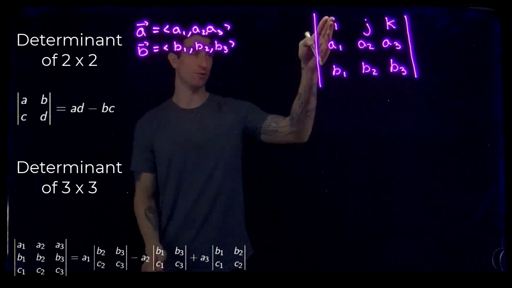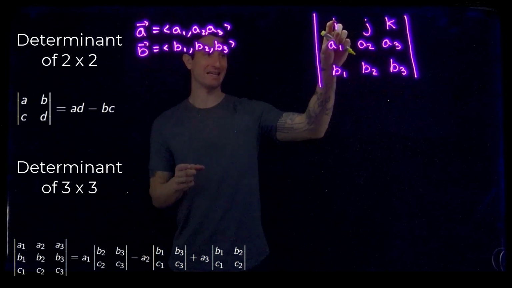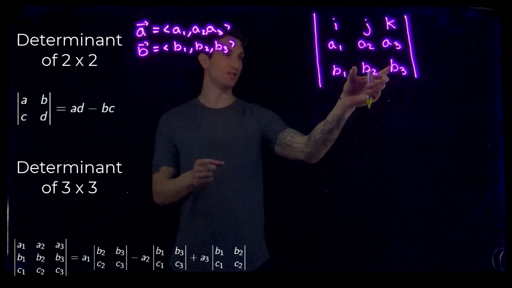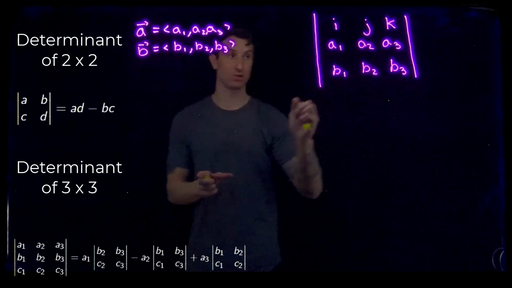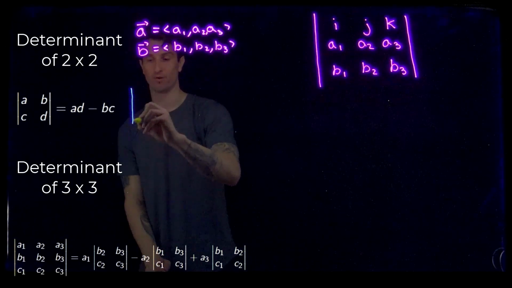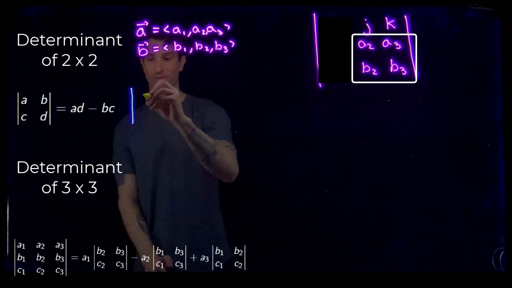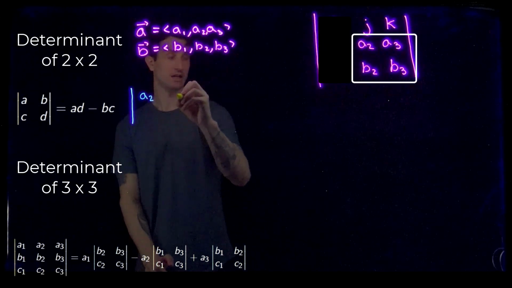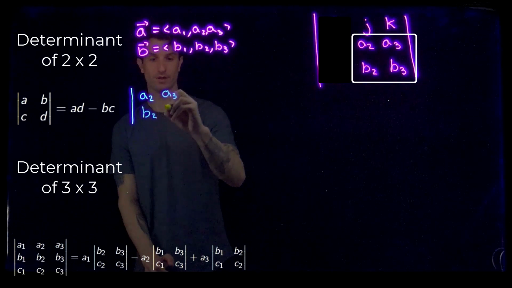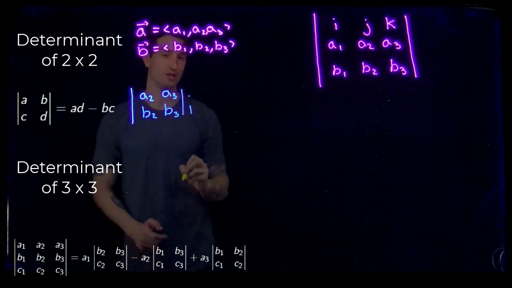Let's just start off with our very first component, which is going to be i. So we're using i, and now we're going to block out the first column and use the determinant of this 2x2, which we'll get to in a second. But essentially what happens is we block out the first column and the first row, and look what we're left with. We're left with A2, A3, B2, B3, and we'll keep going.